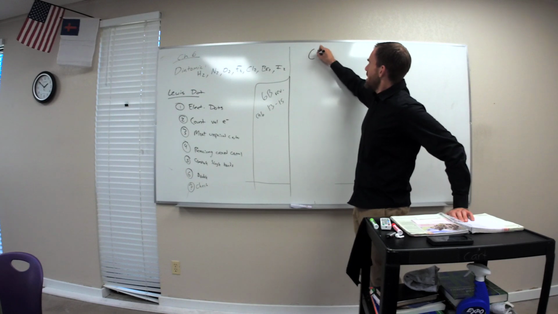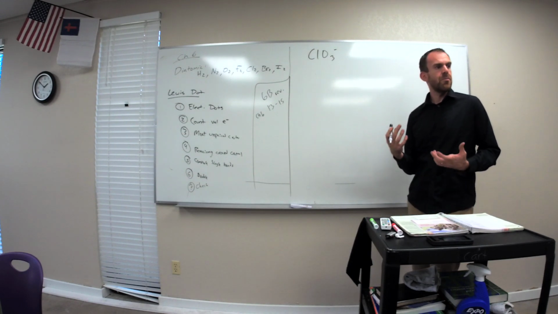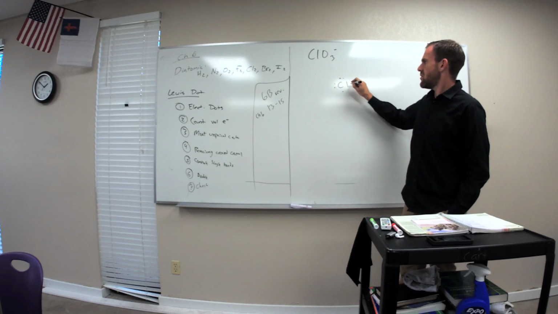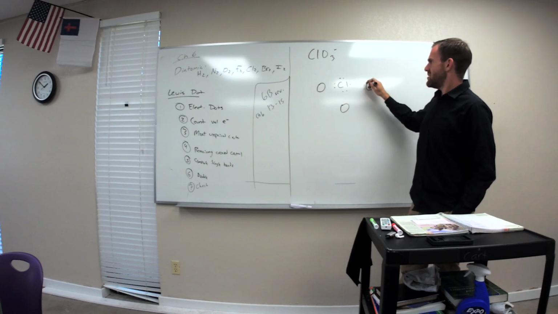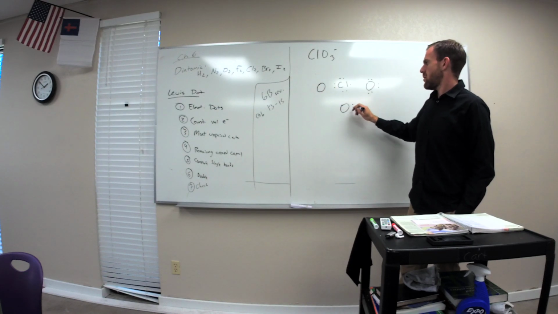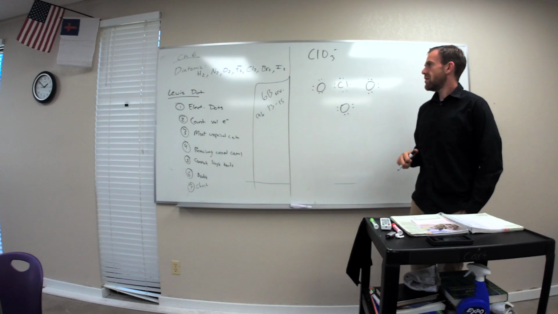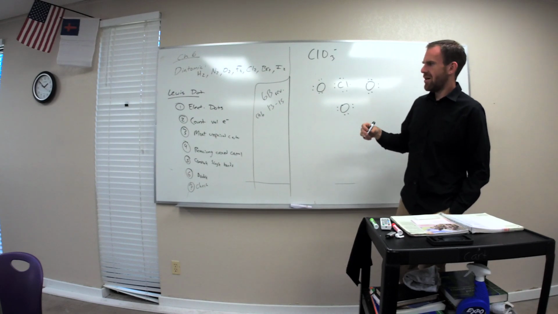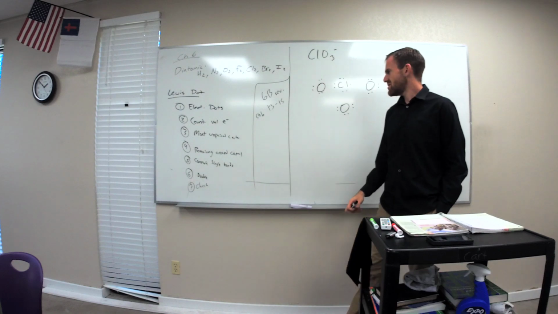So let's do ClO3 minus. Okay? So first step, we're going to draw all the atoms. Cl has 7. Oxygen, 6. Okay, now we are going to complete the single bonds.